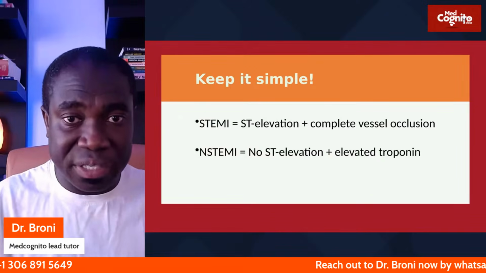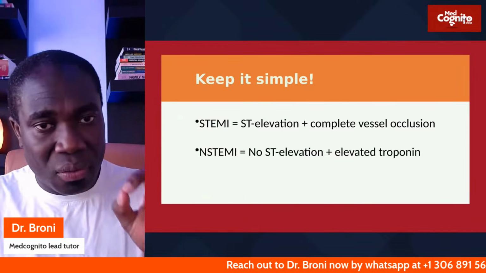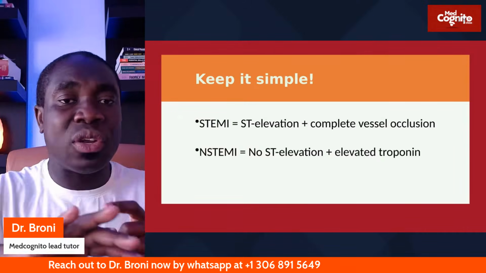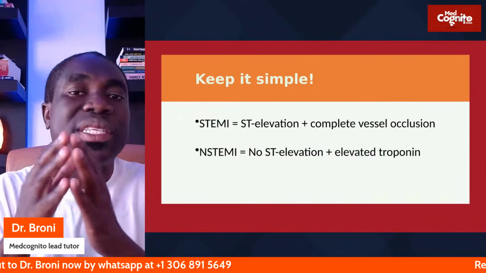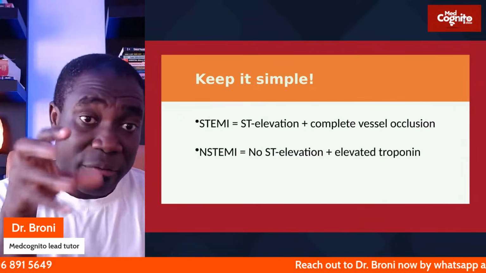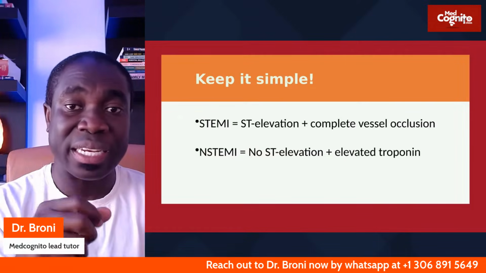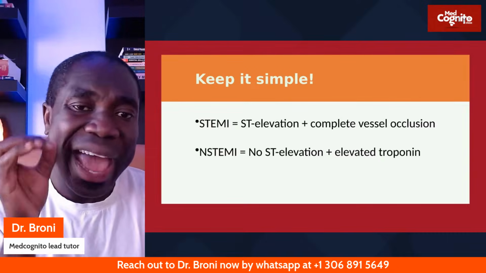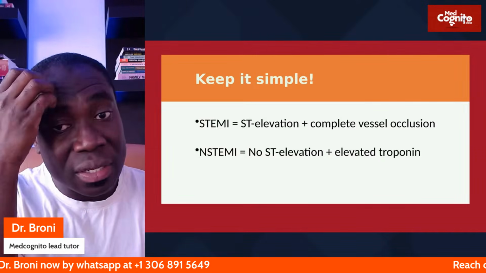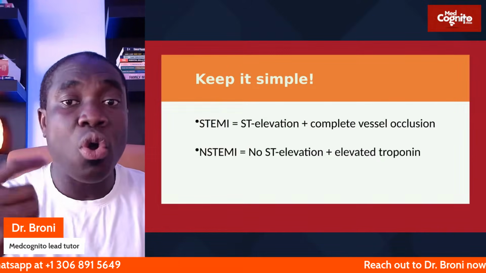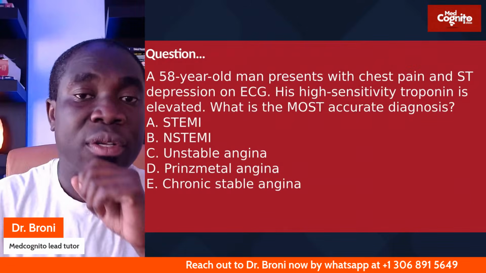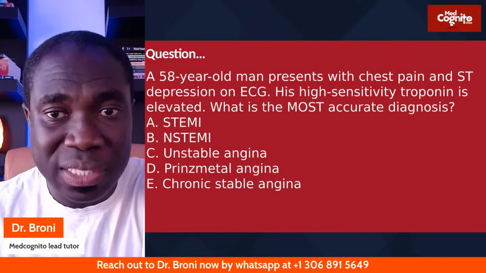So let's keep it very simple. What is STEMI? STEMI, the name gives it out. ST elevation on ECG, which is pointing to the fact that the patient's vessel, that vessel which has been affected, is completely blocked. And NSTEMI is a non-ST segment elevation, which also leads to an elevated troponin level. Okay, elevated troponin level.